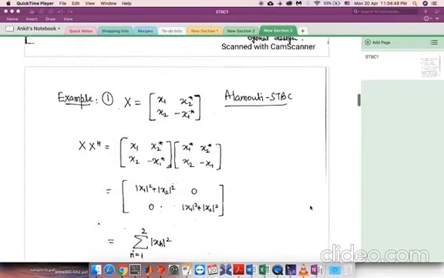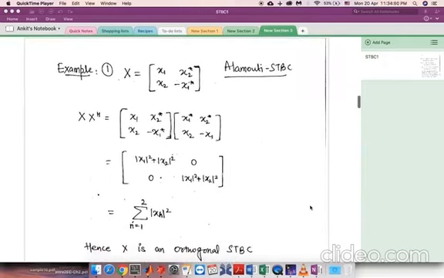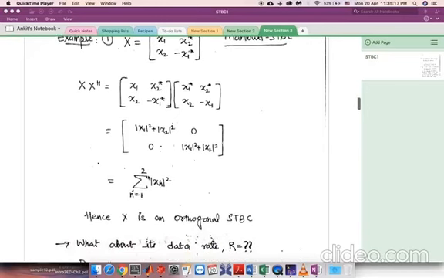Let's understand the things with the help of an example, where X is given as this. The name of this particular matrix is Alamouti STBC. Alamouti is the name of the person who developed this sort of matrix. Let's first check X times X Hermitian. It looks like mod of x_1 squared plus mod of x_2 squared on the diagonal. So we can write it like this, with an I here.